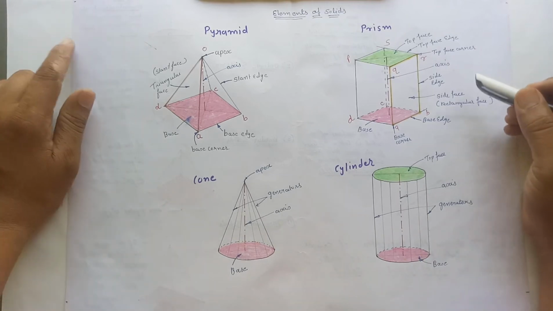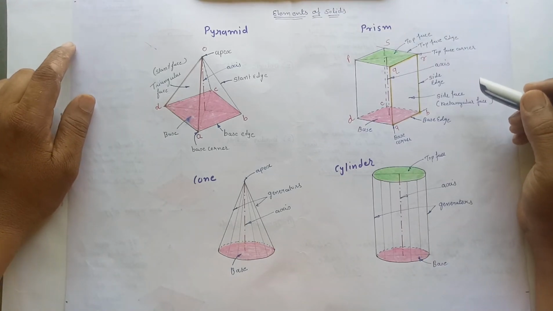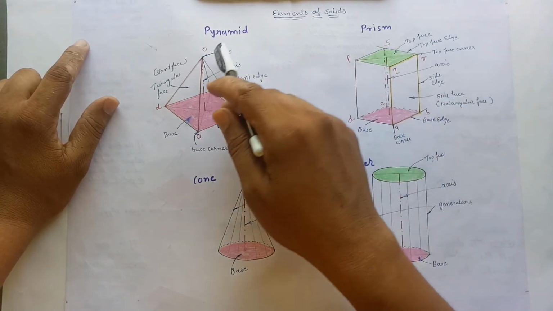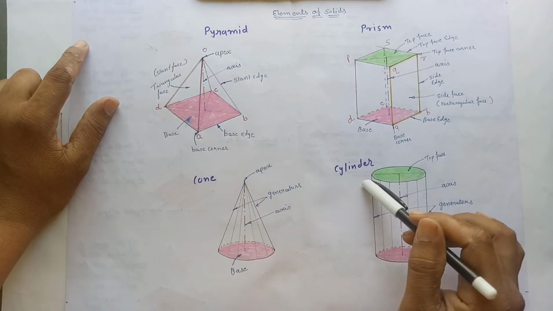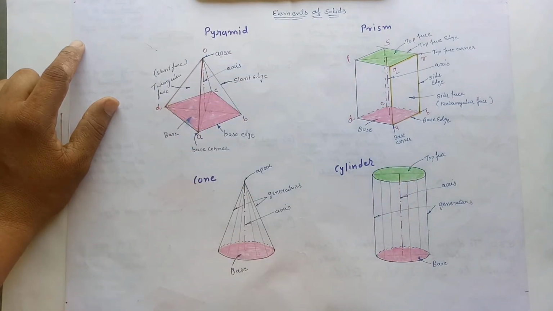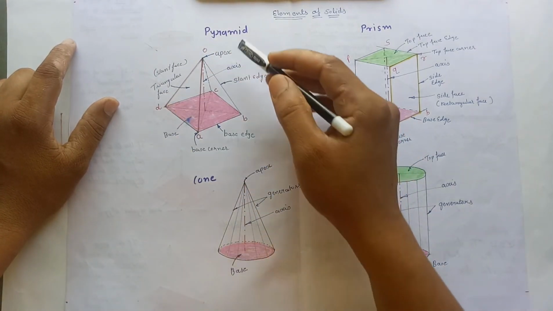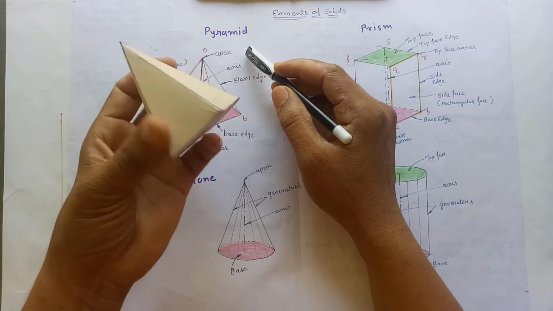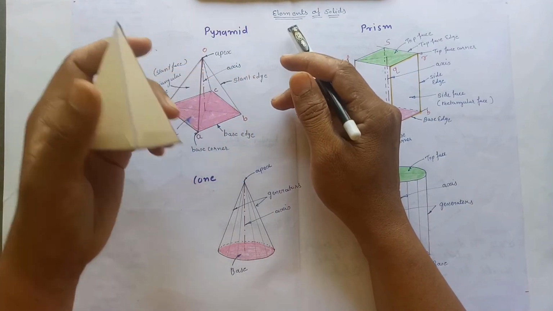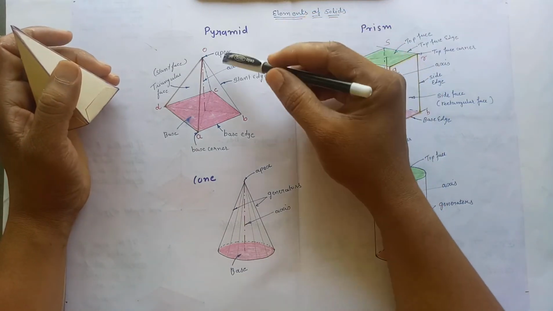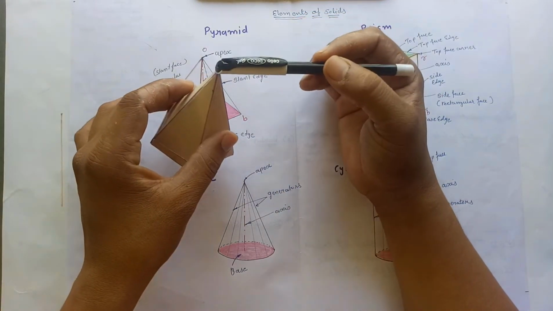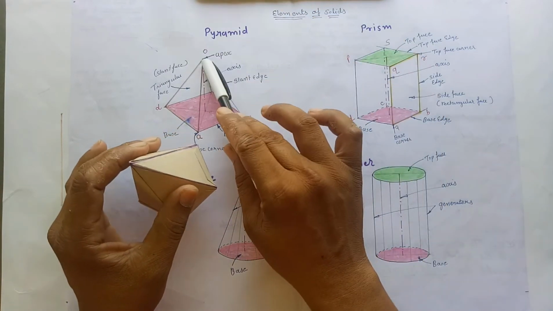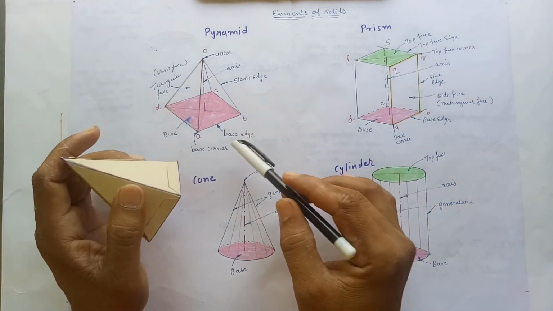Now let us discuss the different elements of the solids. Here we have shown the elements of the pyramid, prism, cone and cylinder. Let us discuss the elements of the pyramid. What are the elements? Elements are the parts of pyramids or solids. This point is known as the apex point of the pyramid.